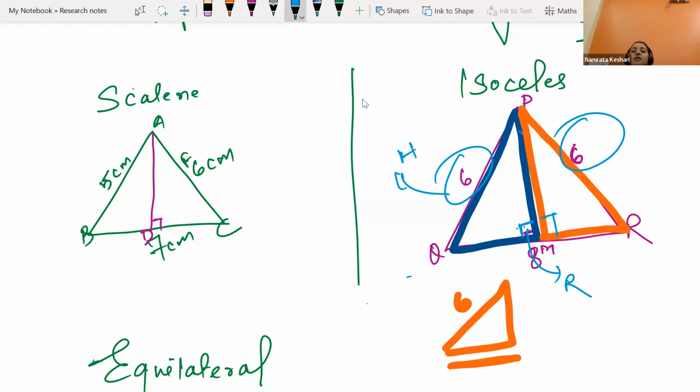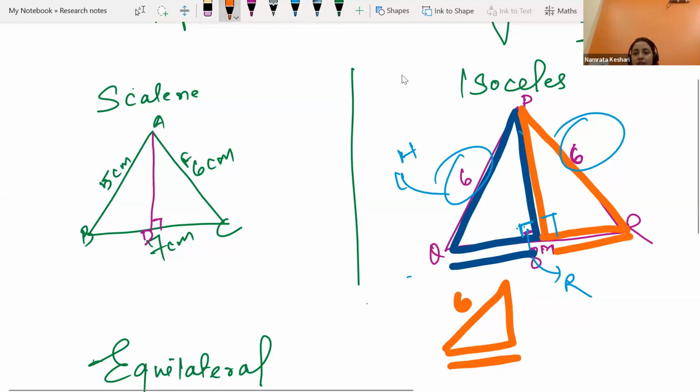If these two triangles are congruent, then we can say that this side and this side will be of equal length. That's why I started the discussion of congruency, so that this blue one and that orange one, these sides are equal. The total distance is 8 centimeters, and if this one and that one are the same, that means 4 and 4. Both are 4 centimeters.